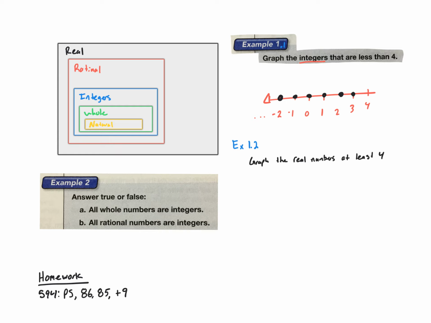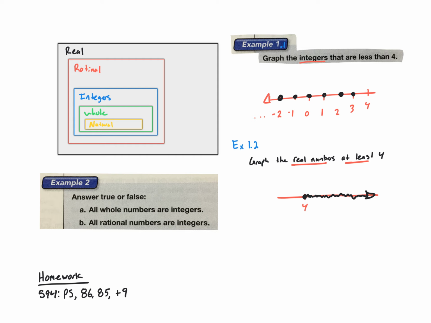Now, if we had one that looked a little bit different, like this one, it says graph the real numbers that are at least 4. Well, that would look a little bit different. Now notice it says real numbers and at least. So here's 4, so I would include the 4, and I'd include all of the numbers out this way that are bigger than 4, because all of those numbers out there are at least 4.